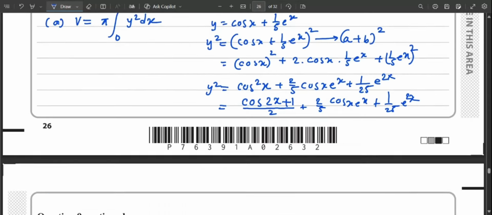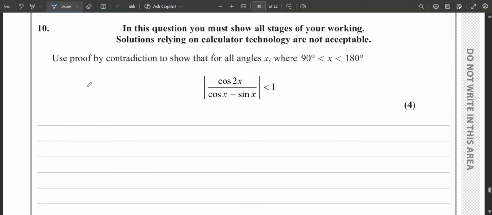This concludes our question number 9. We have to use proof by contradiction to show that for all angles x, where x is greater than 90 degrees but less than 180 degrees, our expression |cos 2x divided by (cos x minus sin x)| is less than 1. We have to show that this expression will be less than 1 for all the values of x in this range.